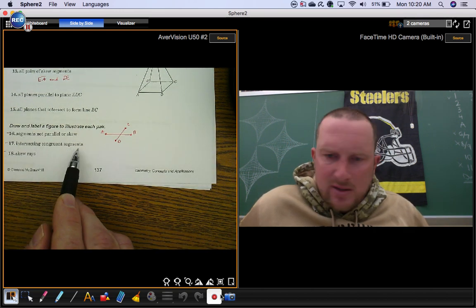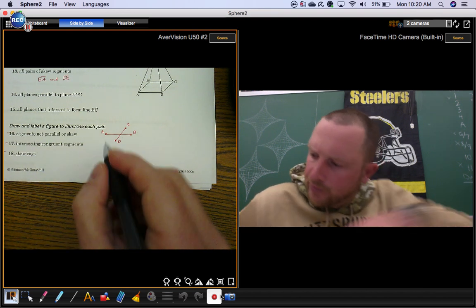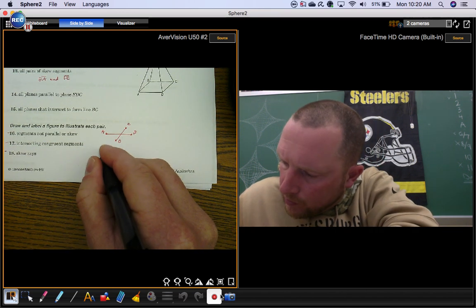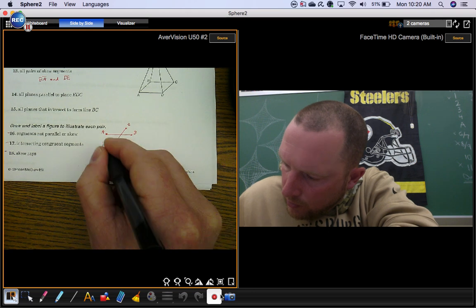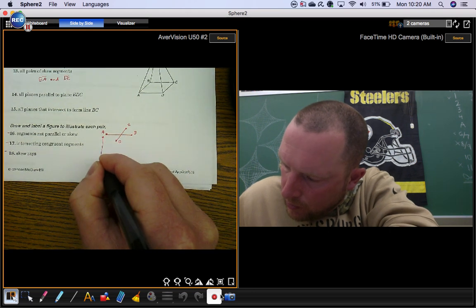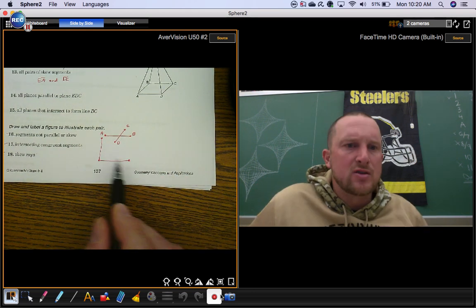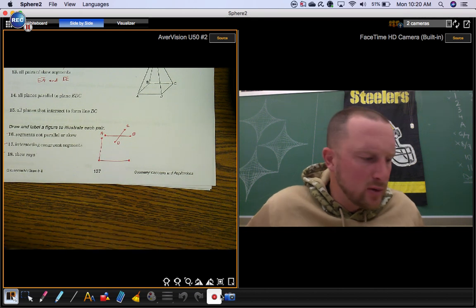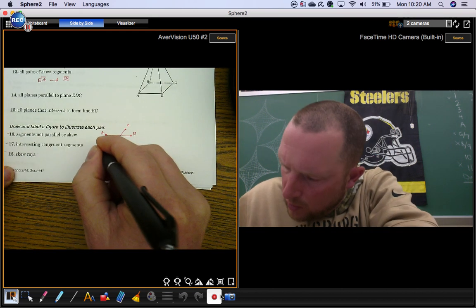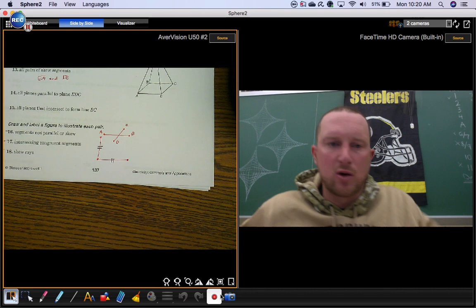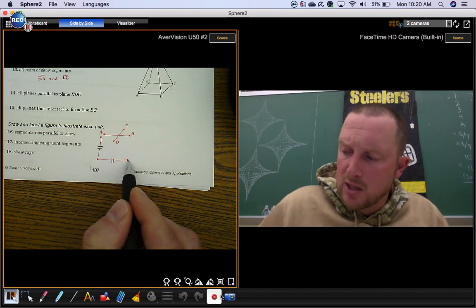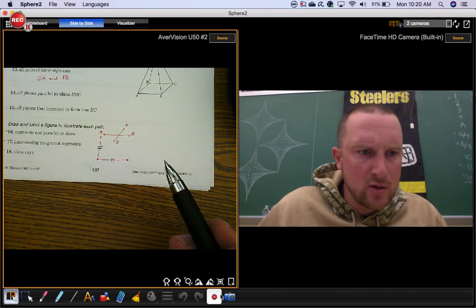Intersecting congruent segments. Here's 2 segments that are intersecting. How do I know they're congruent? Well, remember, if I put matching slash marks on them, they would be congruent. So these intersect, and they're congruent at the same time.